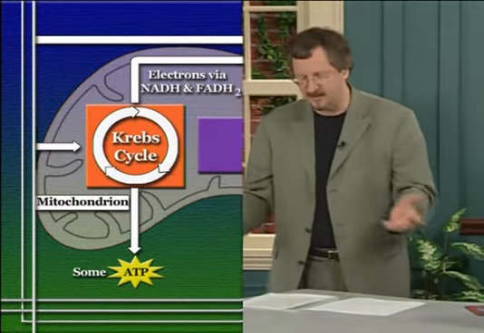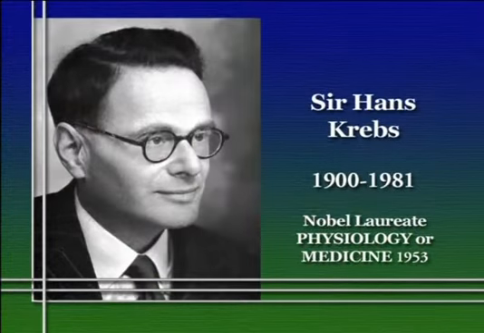Now, the Krebs cycle is named for Sir Hans Krebs. He was a German biochemist. He fled Germany in the 1930s and worked in England. And in the 1930s, he actually worked out most of the details of this metabolic process. And in fact, this work led him to being awarded the Nobel Prize in 1953.